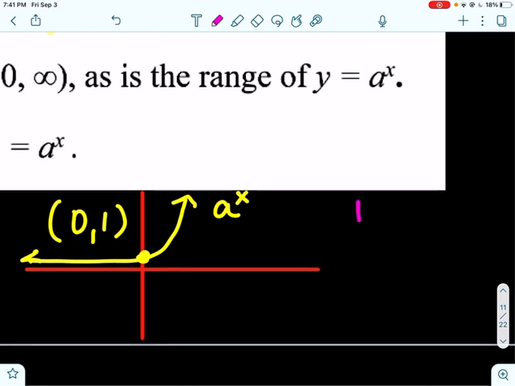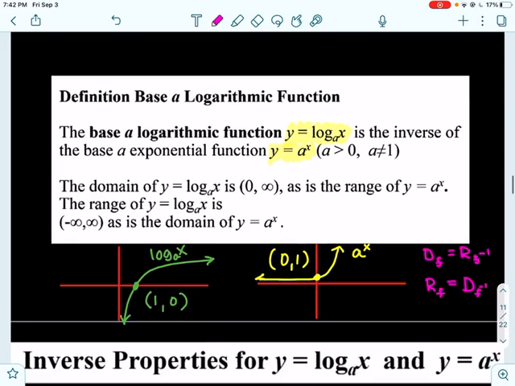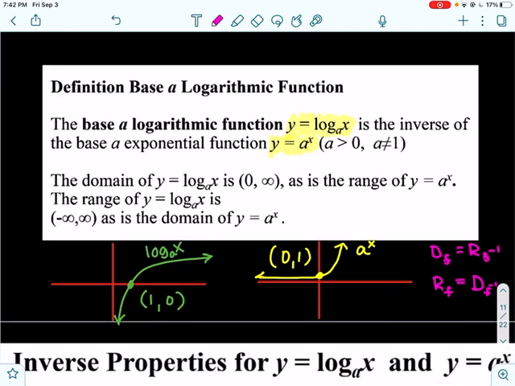Recall that I've said the domain of the function is equal to the range of the inverse, and the range of the function is equal to the domain. I forgot to put the -1. The domain of the inverse function. So you can see how they switch. So the range of log base a of x is from negative infinity to infinity, as is the domain of y equals a to the x.